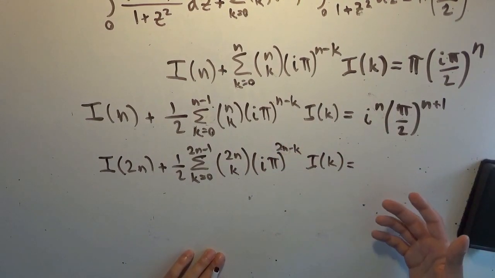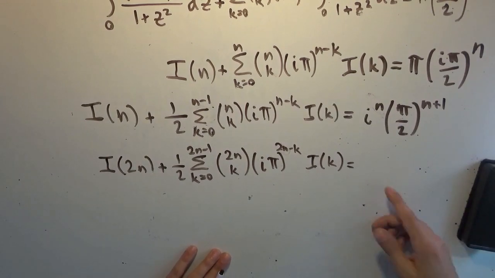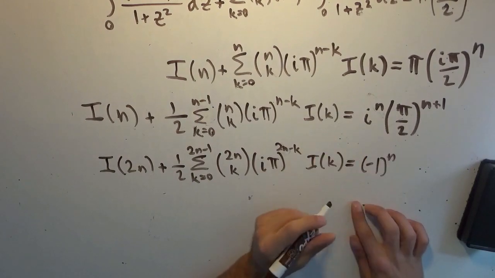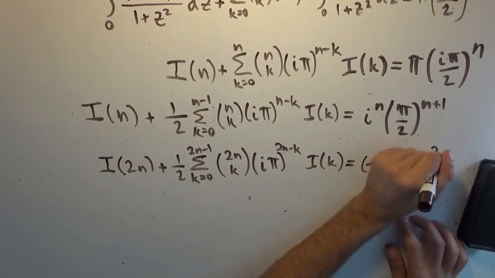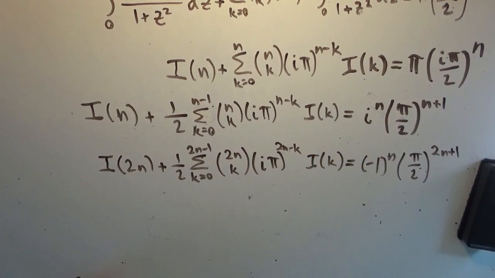Well, I to the 2n power is the same as I squared to the nth power, but I squared is -1, so I to the 2n is the same as -1 to the n power. And now we multiply by pi over 2 to the power of 2n plus 1. Right? So that's what we get when we plug in 2n for I.